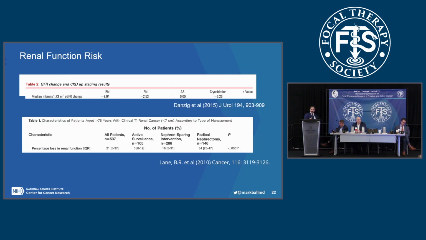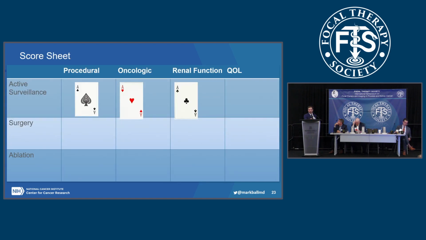There aren't great data for active surveillance or really long-term data for ablations either, but here are two papers that look across the board, and we see that looking at GFR change, cryos, not much, losing maybe 3 GFR, but really nothing for active surveillance. Really, we're not harming these patients' kidney function, as you might imagine. And that's from Danzig et al., the same from Layton et al. We're really not impacting kidney function with active surveillance. So once again, the ace goes to active surveillance.